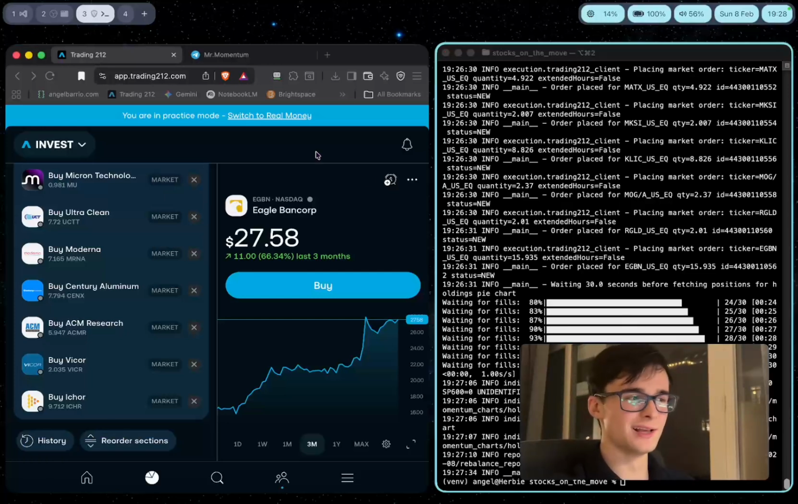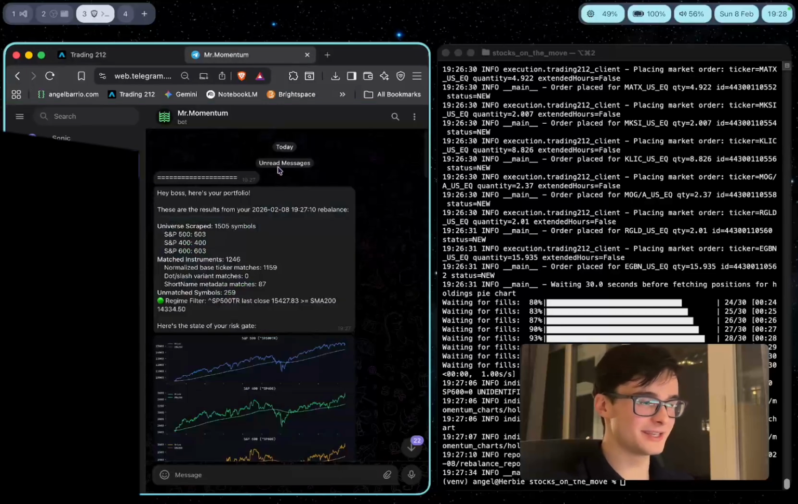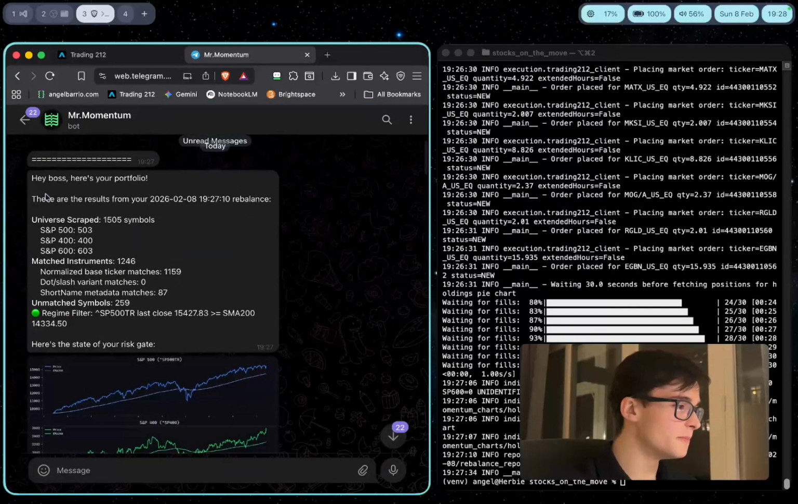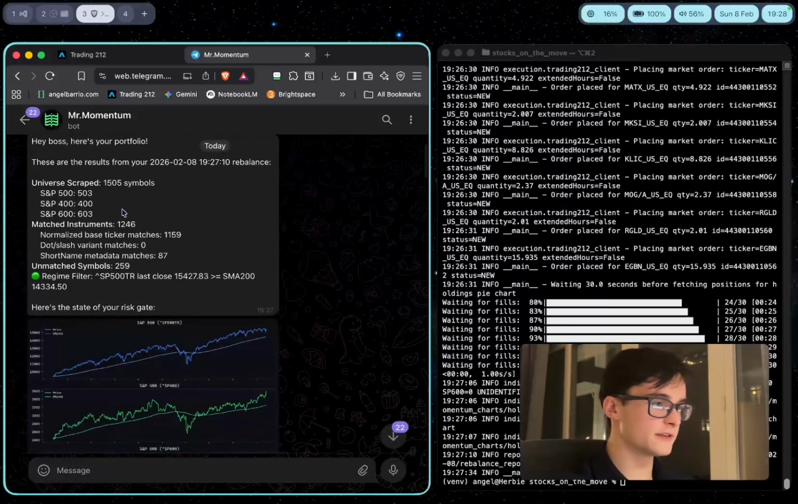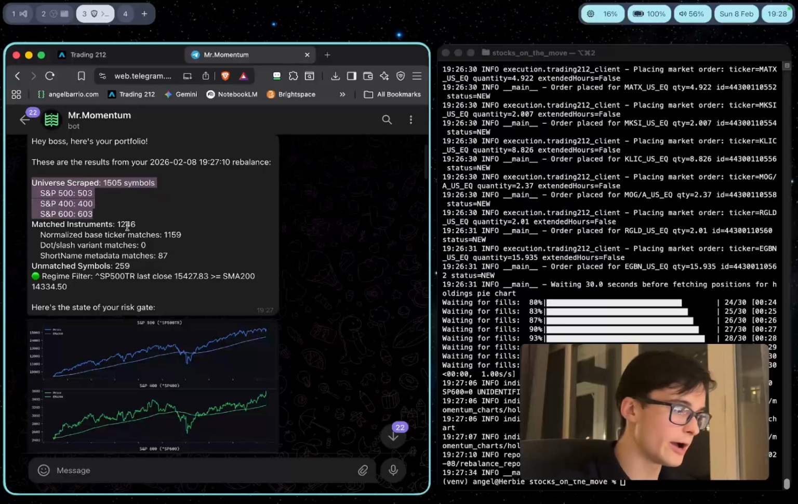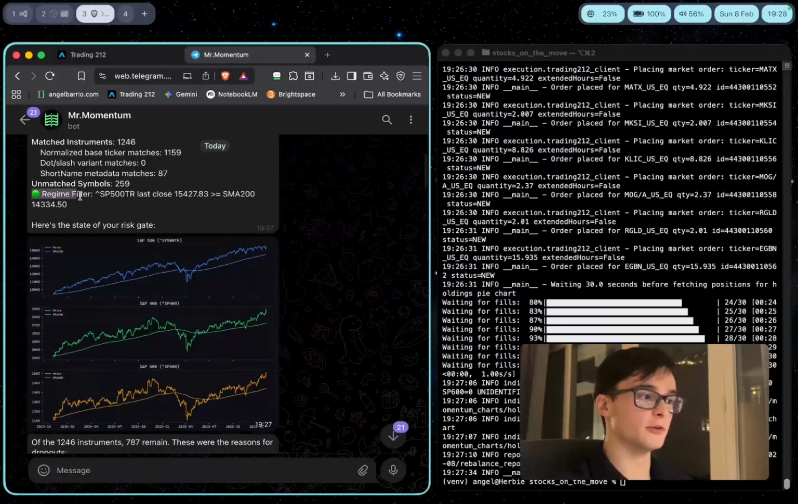But that's not cool. It's much cooler to have Mr. Momentum on Telegram give us updates on our portfolio. So we can see here that Mr. Momentum, calling us boss by the way, pretty professional, just told us all of the stats about our rebalance. All of this universe scraped from Wikipedia, which we talked about, our matching algorithm, and our regime filter. We don't buy any new positions if the S&P 500 is below its 200-day simple moving average. So this just lets us know that our regime filter is green, the S&P is above its simple moving average, and we can proceed with new buys.